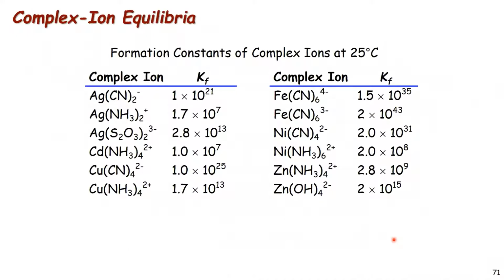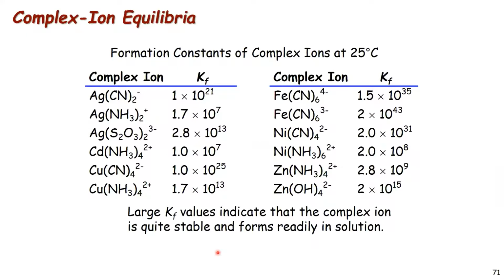In fact, here's a table of just some of the different complex ions. The smallest one is 10 to the 7, which means, again, basically everything went to product. We're going to use that to our advantage. Otherwise, we would have some horrific math to do, okay? So again, these large KF values mean everything's going to the complex ion, and very little of the free metal is going to be left in solution.